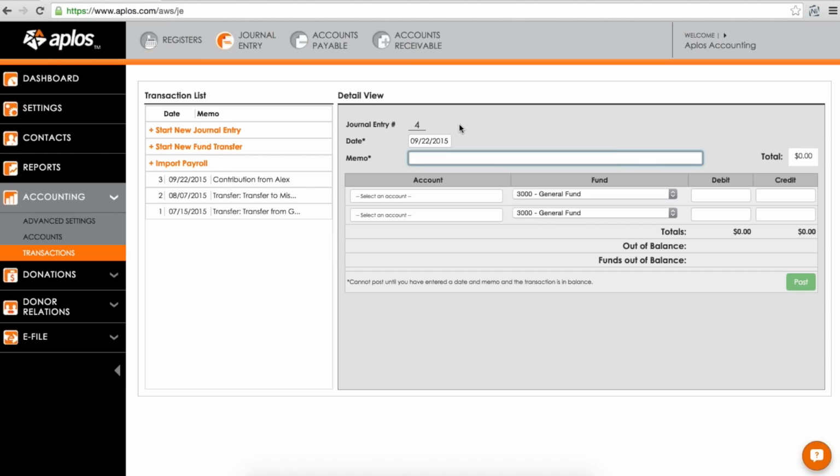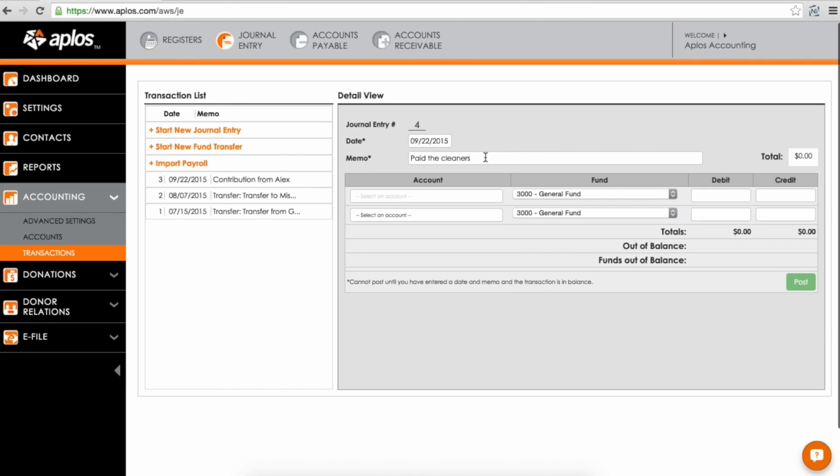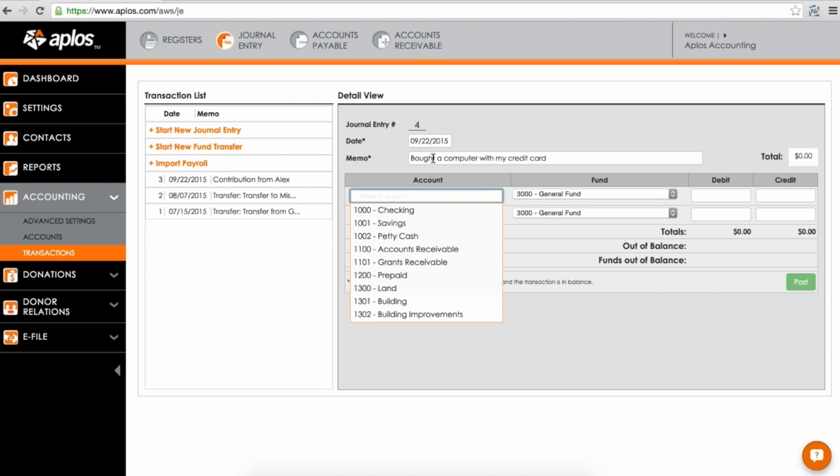So we've got contributions, so let's do another expense. So let's say I paid the cleaners, okay? Actually, you know what? Take that back. I'm going to record that I bought a computer with my credit card. Cool. So let's do the credit card first.